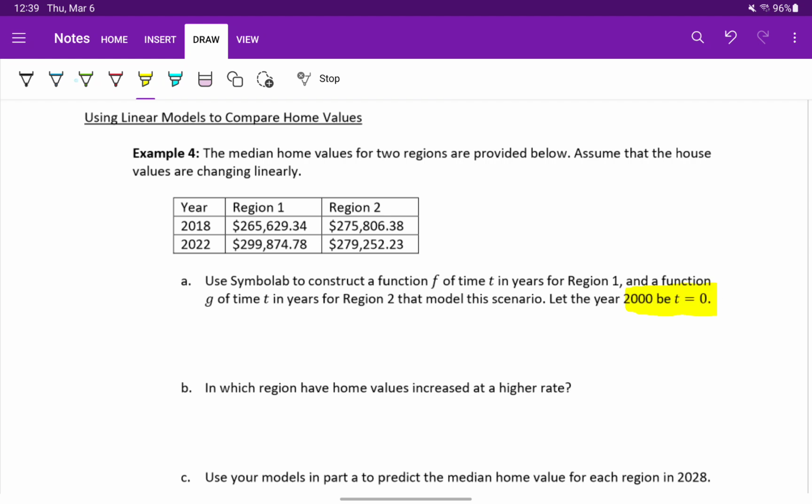That means one of the first things we need to do is update the two values we have in our year column to be years since 2000. So we'll update this to be 18 and 22.